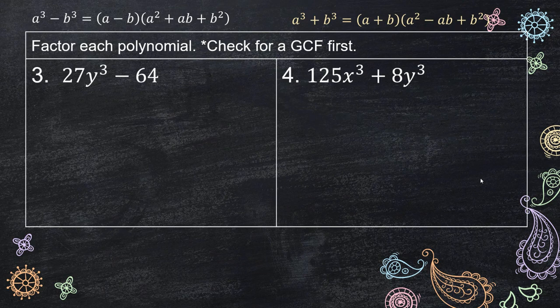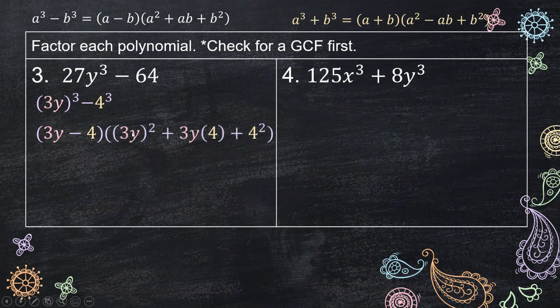Number 3, we've got 27y cubed minus 64. So let's write that as the difference of cubes. So that's (3y) cubed minus 4 cubed. So we're going to be following this pattern. Instead of a, we would have 3y, and instead of b, we would be replacing that with 4. So 3y minus 4 is our first factor, and then (3y) squared plus 3y times 4 plus 4 squared, and then simplifying this, (3y) squared becomes 9y squared, 3y times 4 becomes 12y, and 4 squared becomes 16.